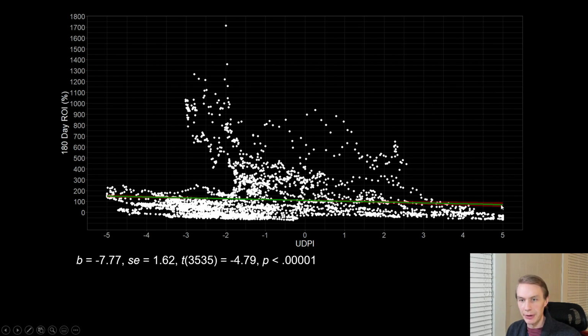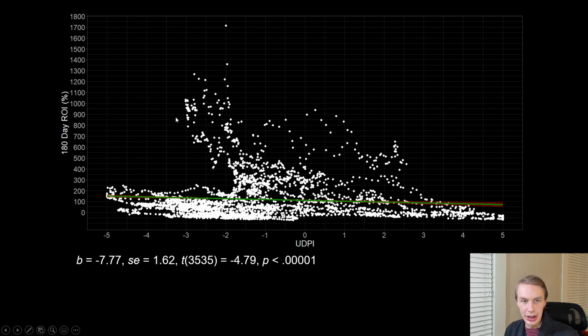And if you're familiar with confidence intervals, that's what these red shaded areas are around this best fit regression line. So a confidence interval is just saying that 95% of the time, if you were to have a bunch of different random samples you could draw from, the line would fall within these shaded regions. The slope would be within these shaded regions. Don't worry too much about that. That's just some statistical things. But the takeaway from this graph is that we can see that overall, the lower the UDPI level is, the higher the 6-month ROI we can expect.